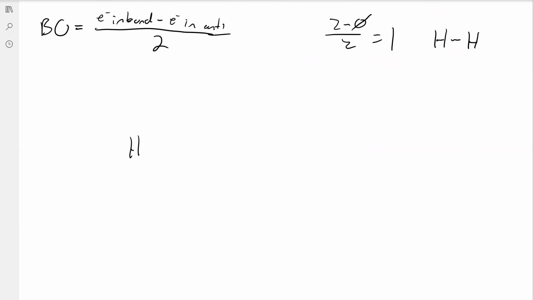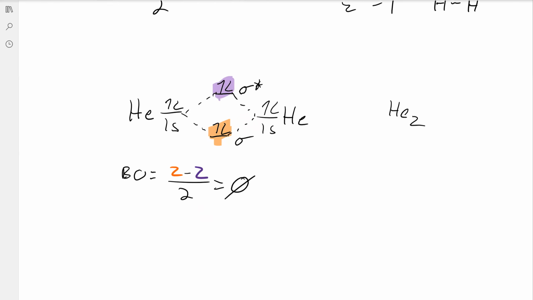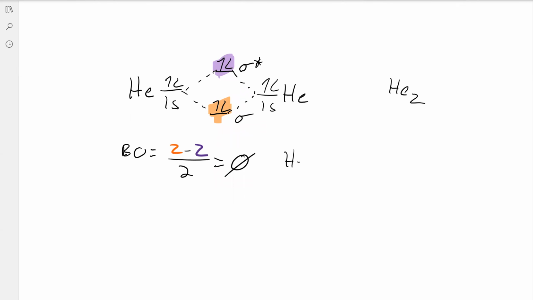If you try to do that for the next element up, helium, it has its 1s orbital filled. And so we're going to try to make He2 here. This is sigma, this is sigma star. We fill it up, we have 4 total electrons, 1, 2, 3, 4. And then when we go to calculate our bond order, we have 2 in the bonding orbitals minus 2 in the anti-bonding orbitals, divided by 2, you get 0. And so since the bond order is 0, that means that this molecule does not bond to each other. And so He2 doesn't exist.